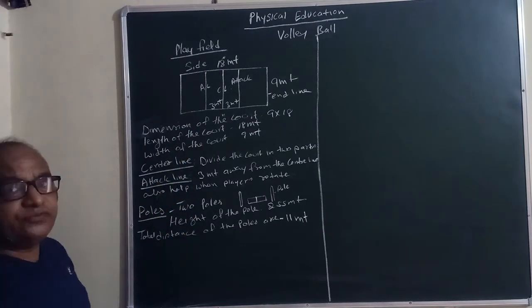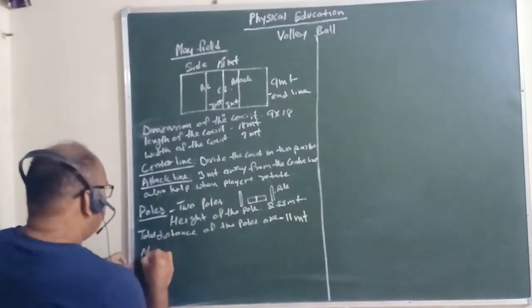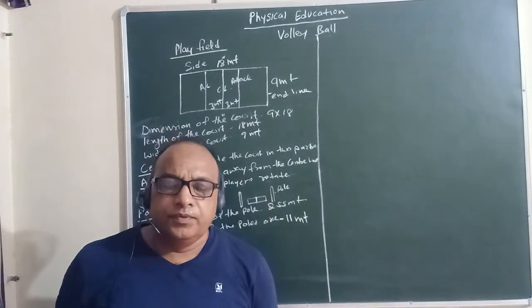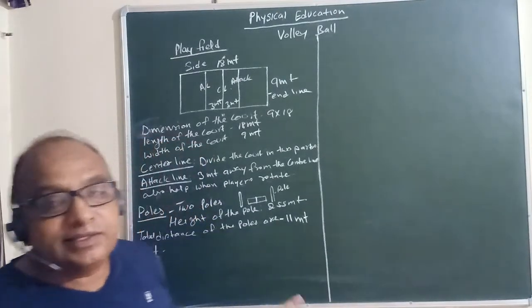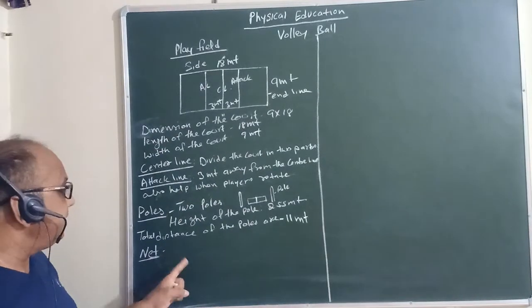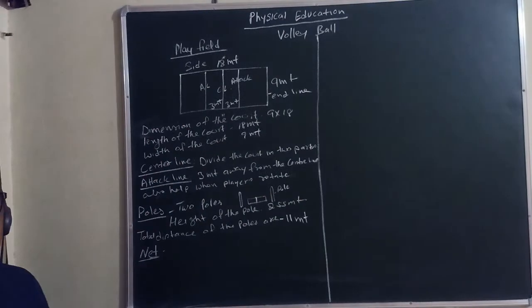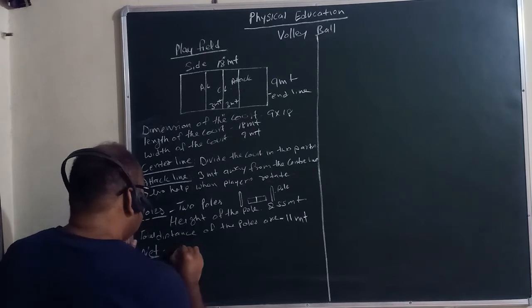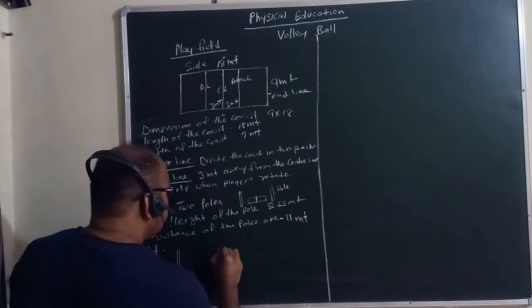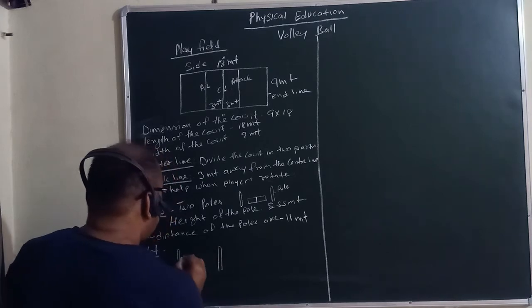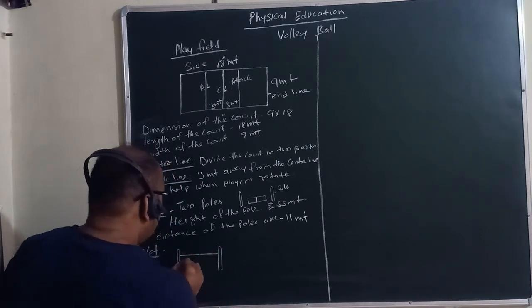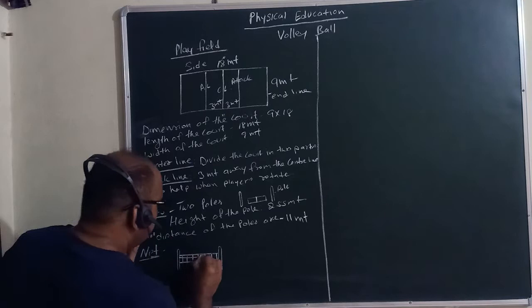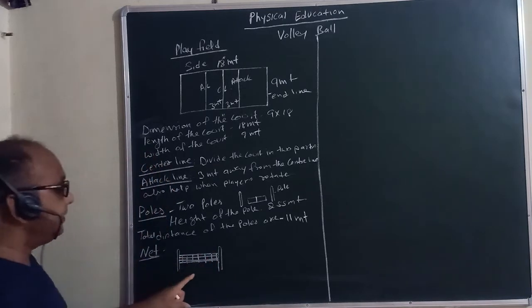Now, the next requirement is what? Net. Without it, we are not able to play this game. So, the net is necessary if we want to play volleyball. So, what are the dimensions of the net? Here are two poles, and it is the net.